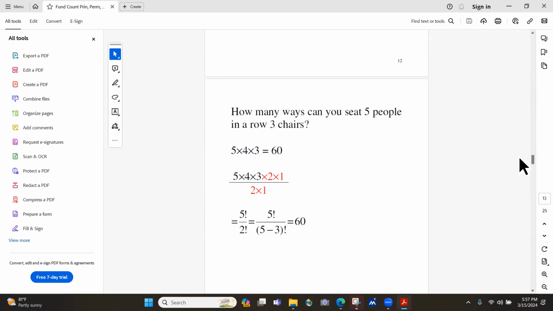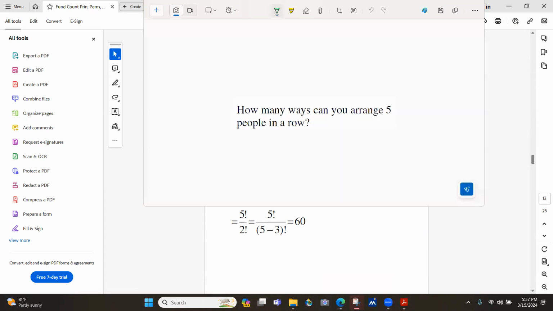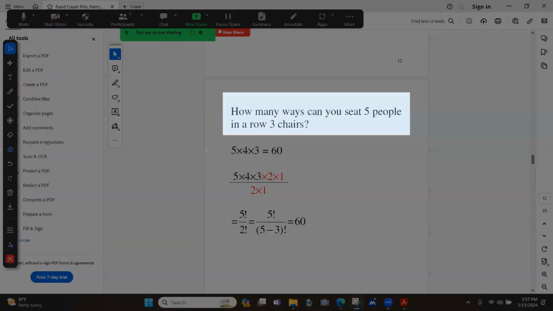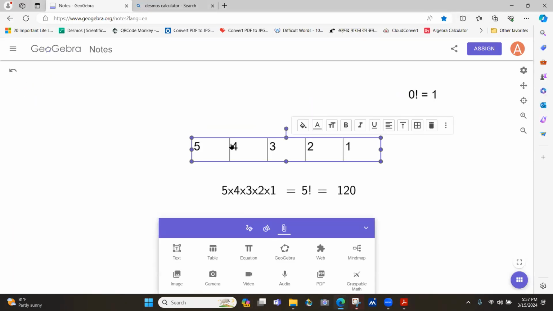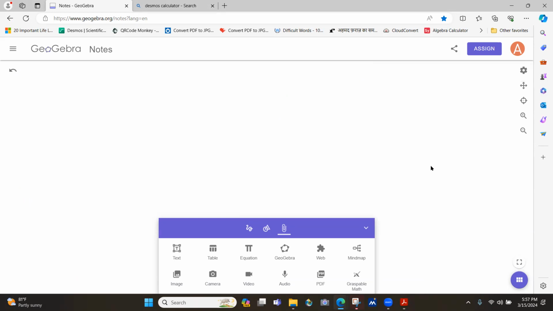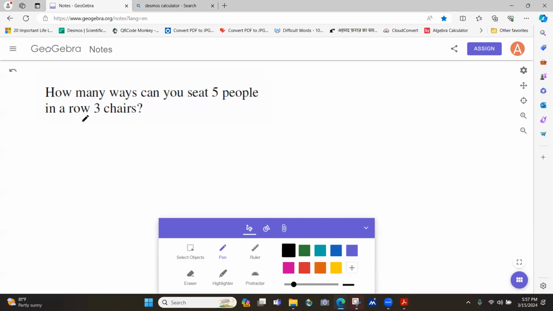Okay, here is a good problem. We're actually making good progress. Now, so far, we have had 5 people, 5 chairs, 6 people, 6 chairs, and that's easy. Now we are saying how many ways can you choose 5 people in a row of 3 chairs?